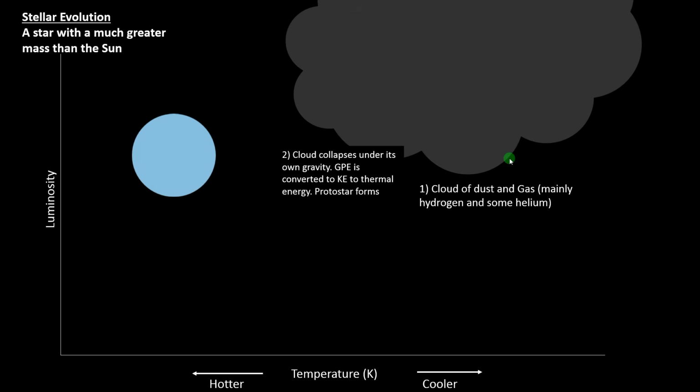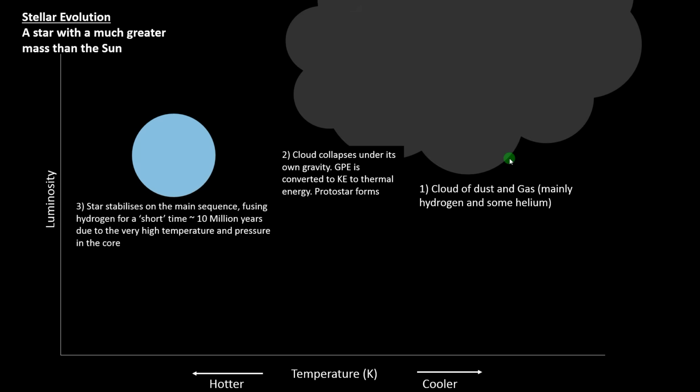We get the protostar and the fusion starts to happen, and then it stabilizes on the main sequence again for a much shorter period of time. Because the star is more massive, the fusion rate is much higher.